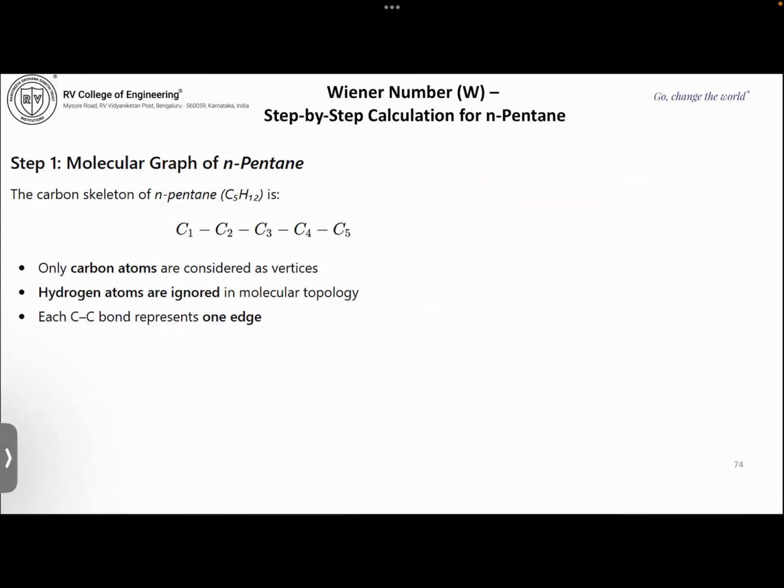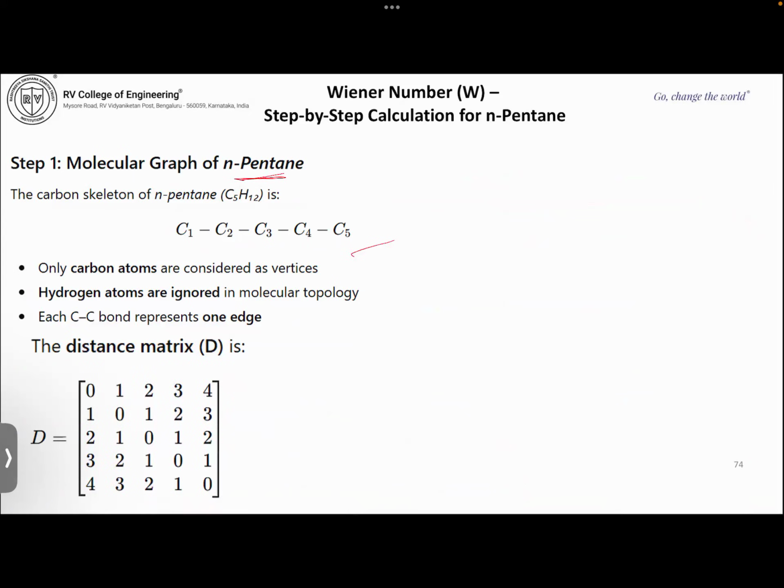Similarly for pentane, to calculate the Wiener number, you should draw the carbon skeleton and then label them as vertices. Then find out the distance matrix. The distance matrix is, so this is C1, C2, C3, C4, and C5. These are the vertices, right?